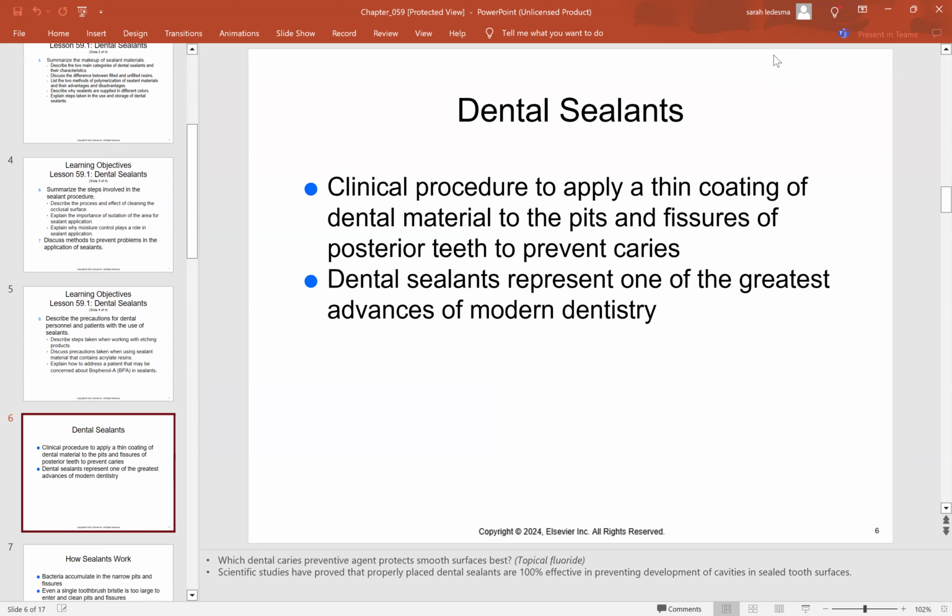Dental sealants is a clinical procedure to apply a thin coating of dental material to the pits and fissures of posterior teeth. This will help prevent cavities. Dental sealants represent one of the greatest advances in modern dentistry. Studies have shown that placing sealants is 100% effective in preventing development of caries in sealed tooth surfaces, so long as they are placed properly.